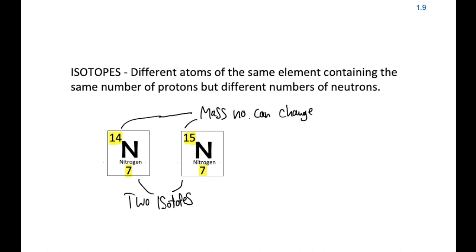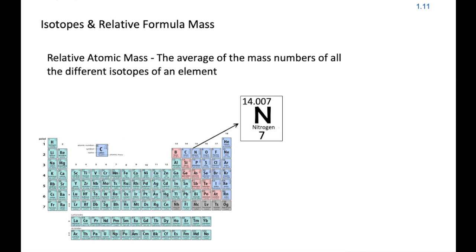This number is called the relative atomic mass. Now, the definition shown is quite a simple one, and it's not one that you need to memorize. The specification doesn't actually state that you need to memorize a definition, but it is, of course, important to understand what the relative atomic mass is. And it is the average of the mass numbers of all the different isotopes of an element.